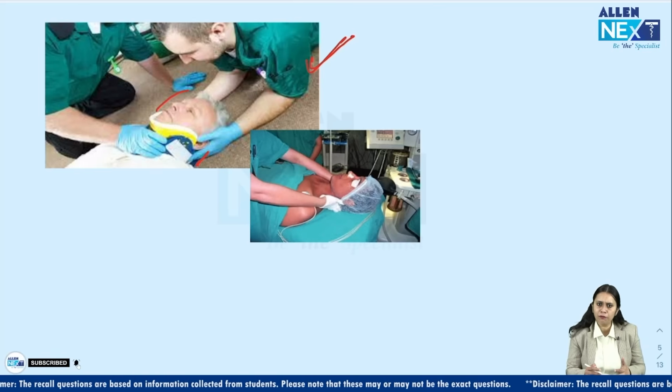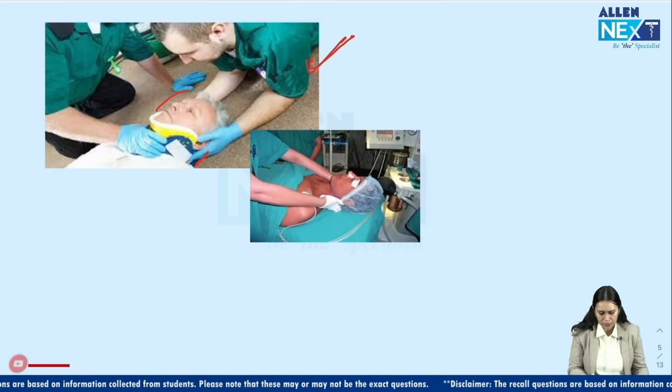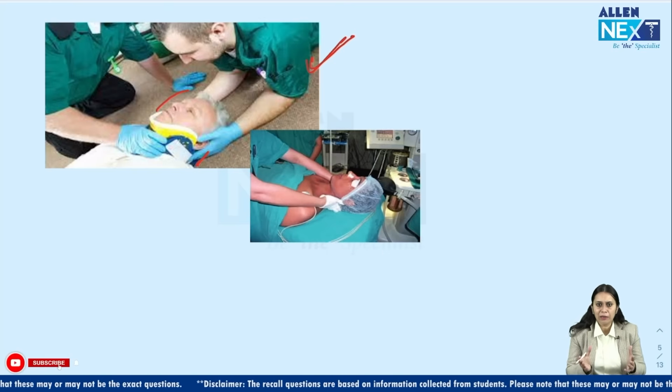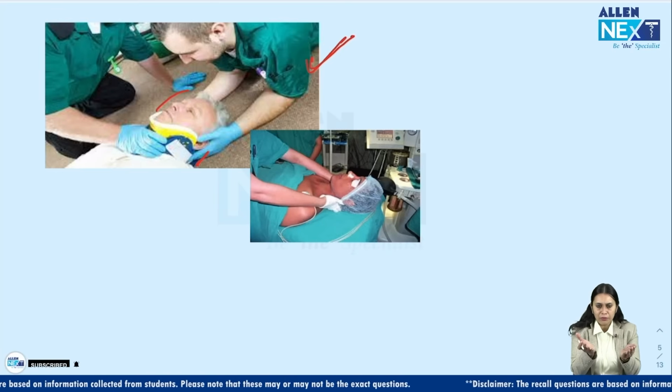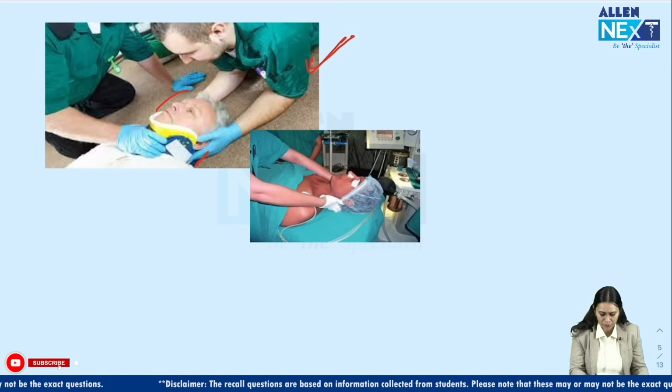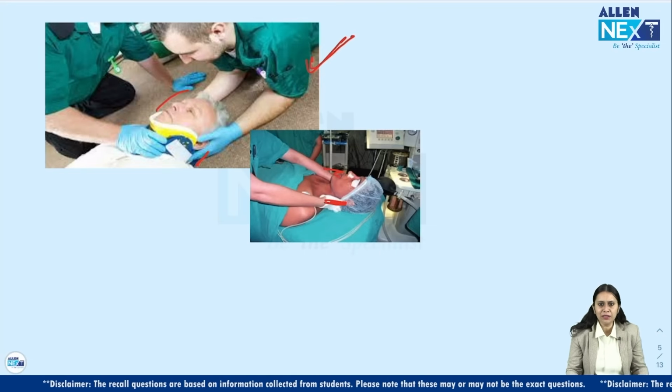The other way of doing manual inline stabilization is from the rear end, facing the face of the patient. Again, the patient's head is stabilized with both your arms resting on both sides of the neck of the patient, and with our palms we stabilize the head of the patient. This hand is doing the same thing, stabilizing the head, and this hand is resting on both sides.